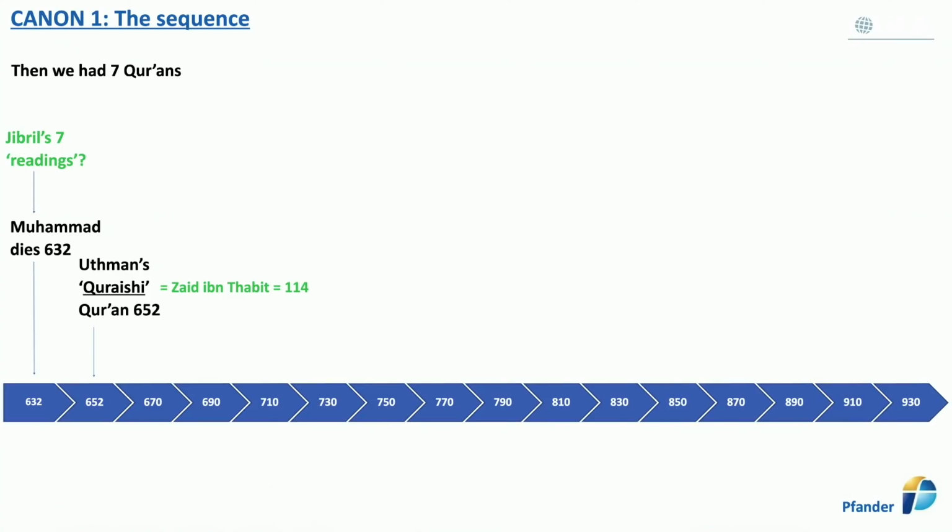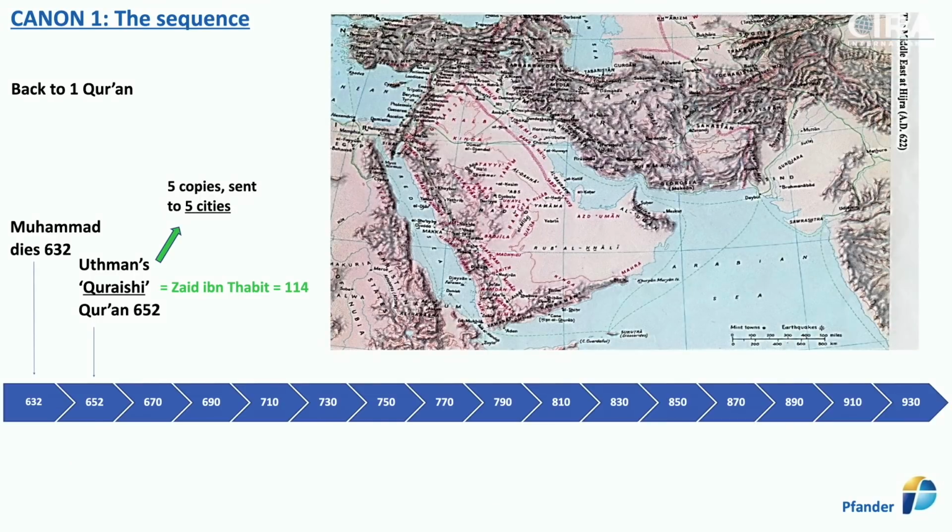You see that 114 I have up there? 114 surahs is Zayd ibn Thabit's. And we're told that it's this one here, the Hafs text. We'll get to that. Now, suddenly, there is a problem, because now you're back to 1 Quran again. From 7 back to 1. All right? However, 5 copies of this 1 Quran are sent to 5 cities. Let's look at the 5 cities.